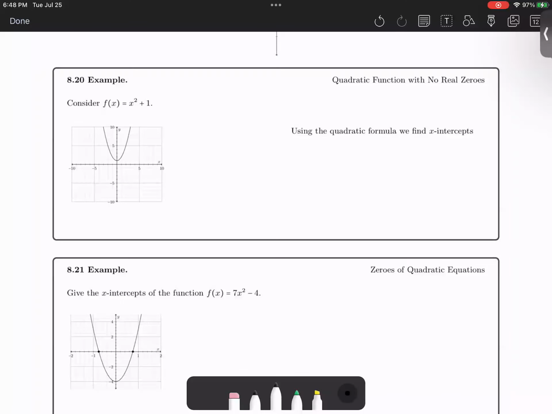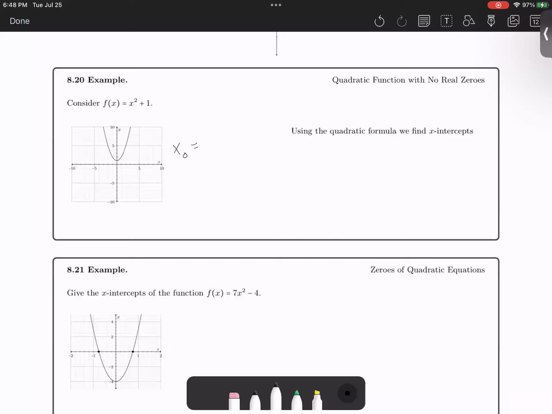Sometimes a quadratic function is not going to have any zeros, or rather, it's not going to have any real zeros. So it's not going to cross your real axis, your x number line. Let's use the quadratic formula to show that x squared plus 1 doesn't have any real zeros.